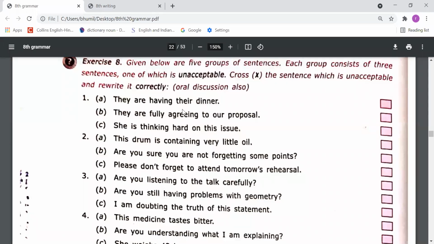"They are having their dinner." "They are fully agreeing." Agreeing we can't use, because that's a state of mind. So this verb is a non-action verb, and this sentence is wrong. So we need to cross it here, and take the rest. Second, "This drum is containing very little oil." Containing also is a non-progressive verb. So this sentence is wrong, and the rest of the sentences are right. In this way, you need to find the wrong sentences in these groups.